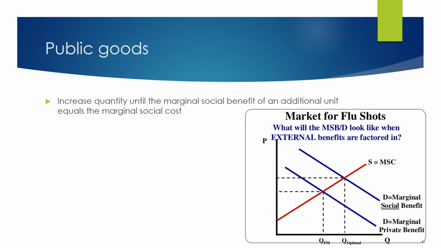So what do we want to do? Well, we would want to increase the quantity produced of this good up to the point where the marginal social benefit of an additional unit equals the marginal social cost. That's where we would want to stop producing, because we don't want the cost to exceed the benefit. But as long as the benefit is greater than or equal to the marginal social cost, we want to keep producing additional units until they become equal.